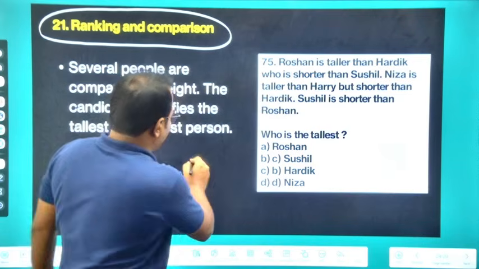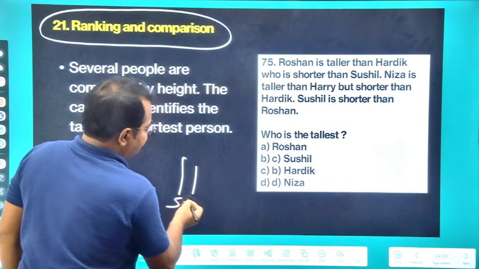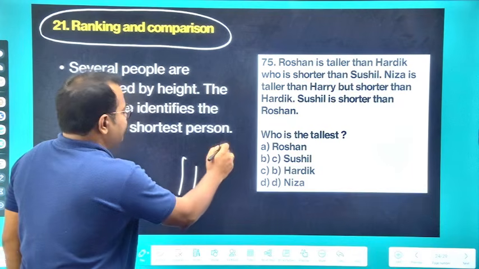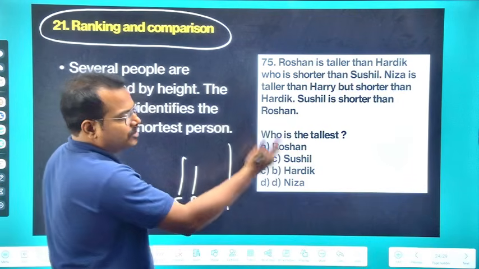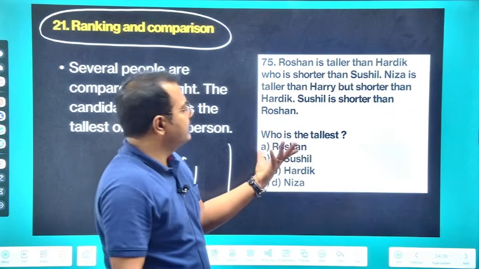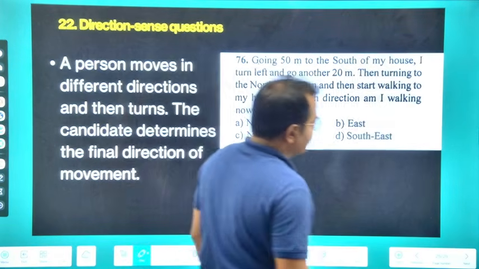So you can simply draw lines that this person is taller than this. Suppose Sushil is taller than Rohan, then Rohan is taller than whom? Everything you can draw here. Finally you will automatically get the line showing who is the tallest person. These are very easy questions. So attempt only easy questions. Now we have seen 21, there are 26 types of questions given here.